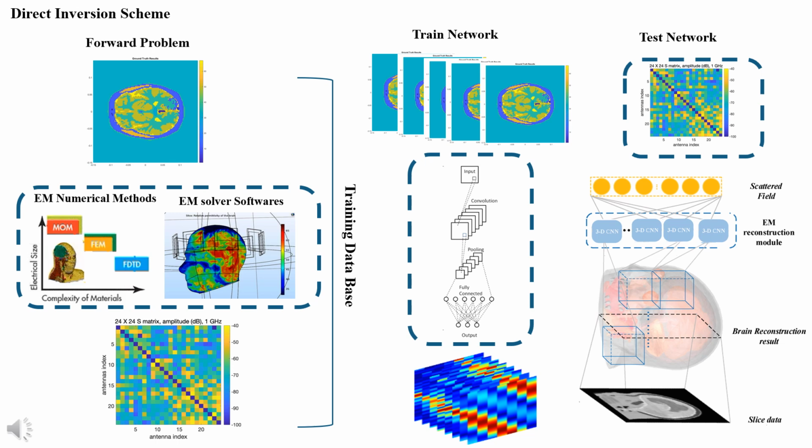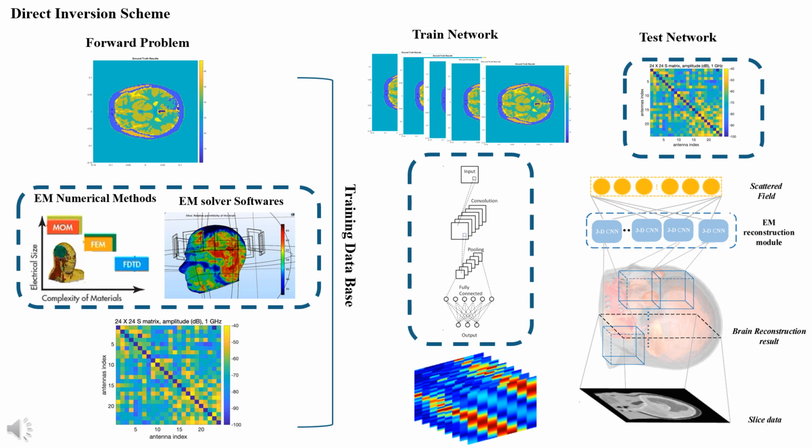Numerical methods like the method of moments, MOM, finite element method, FEM, and finite difference time domain, FDTD, are commonly used to simulate the forward scattering problem. In addition, this analysis can be done by electromagnetic wave software like CST Studio, HFSS, and FEKO. These simulations generate scattering parameters, S parameters, which represent how electromagnetic waves scatter based on the material properties of the brain. This data is essential for creating a comprehensive training set for the AI model.